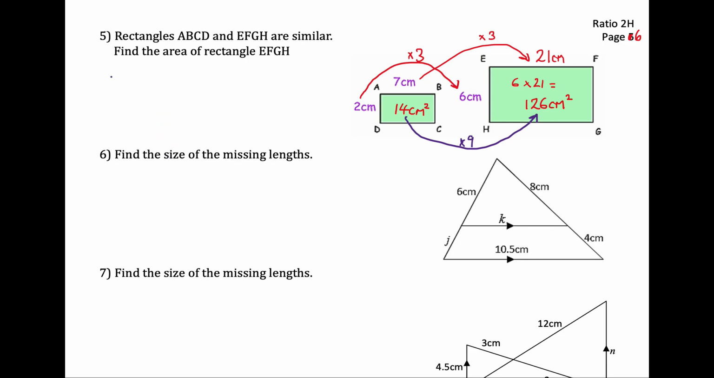Okay, find the size of the missing lengths on question 6. Now this is a different way to present similar shapes, but they still are similar shapes. We've got a triangle embedded within another triangle here. And we know they're similar shapes because both triangles obviously share this angle up here. If you remember from the previous video, I said if we can prove that the angles in the shapes are the same, then we know they're similar. How do we know that this angle is the same as this one? Well, it's to do with parallel lines.